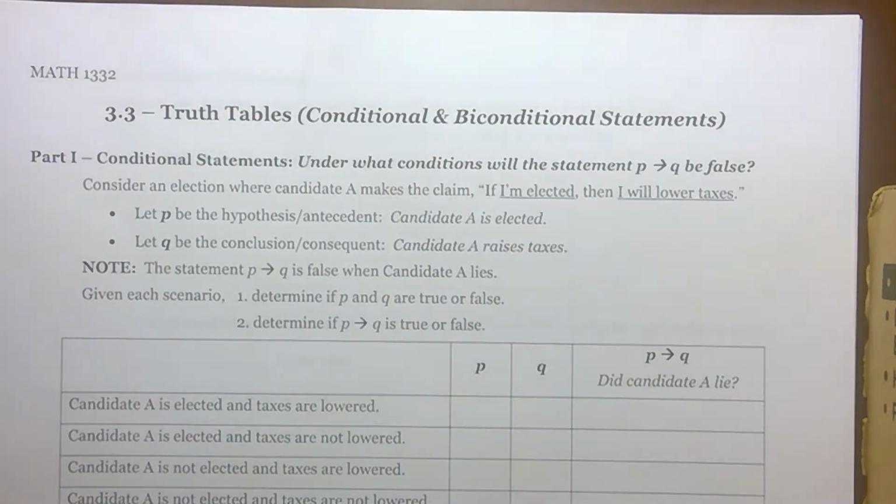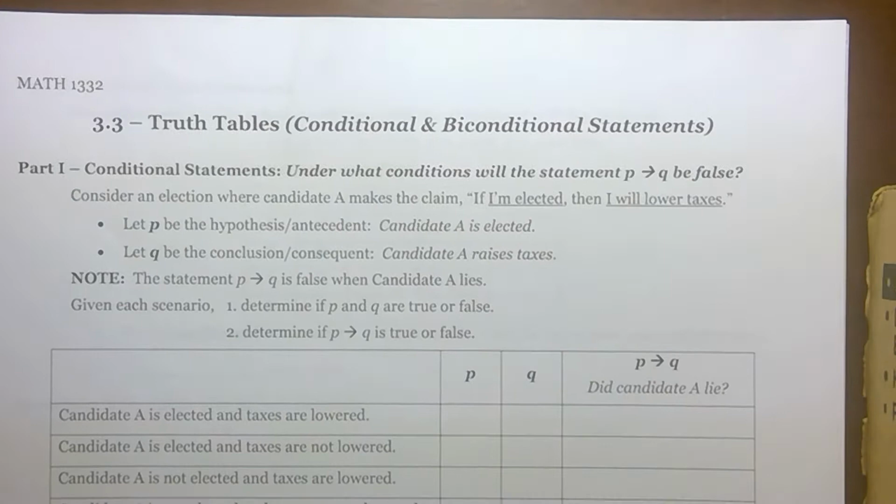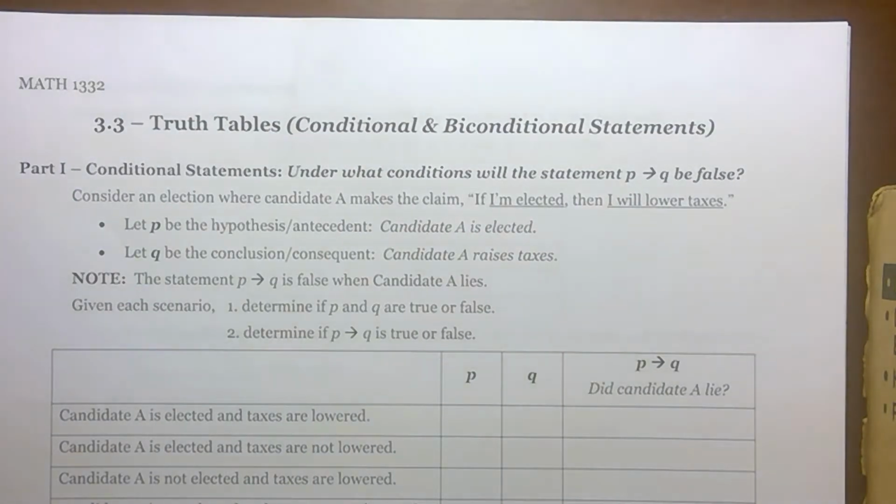In section 3.3, we are doing some more truth tables. We're going to talk about conditional and biconditional statements, when they are true and when they are false. We've already introduced this concept when we first introduced truth tables in 3.1, but we're going to do a little bit more with it now.